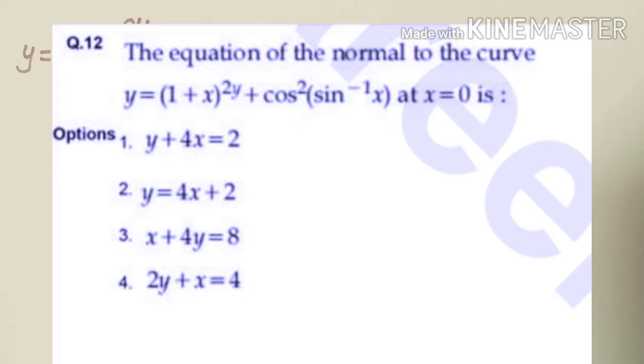The equation of the normal to the curve y = (1 + x)^(2y) + cos²(sin⁻¹x) at x = 0 is. The options are: y + 4x = 2, y = 4x + 2, x + 4y = 8, and 2y + x = 4.